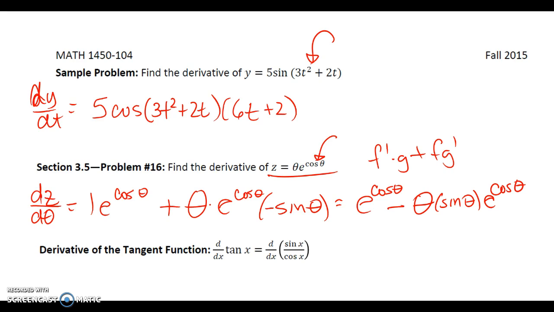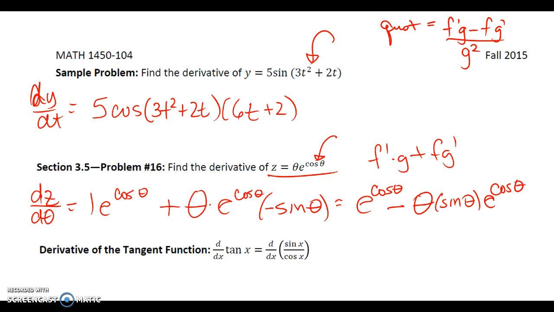All right. This next one, you're actually proving or deriving the derivative of the tangent function. We're going to treat it as sine x over cosine x. And we need to use the quotient rule, right? At the top here, the quotient rule is f prime g minus f g prime all over g squared.